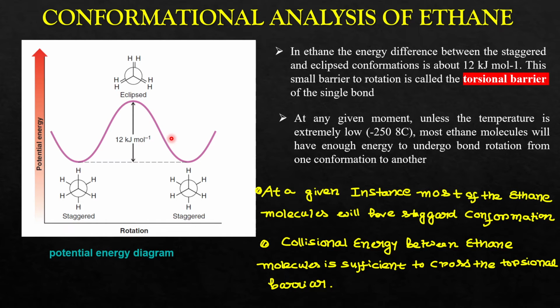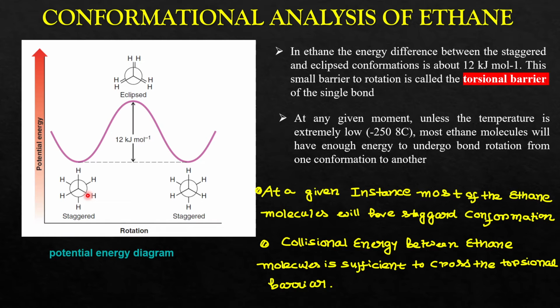But at some certain instant, if you take a snapshot at some certain time, you will see that most of the molecules have staggered conformation, because obviously staggered conformation has lower potential energy. So that's why most of the molecules, almost 99% of the ethane molecules, reside in staggered conformation.